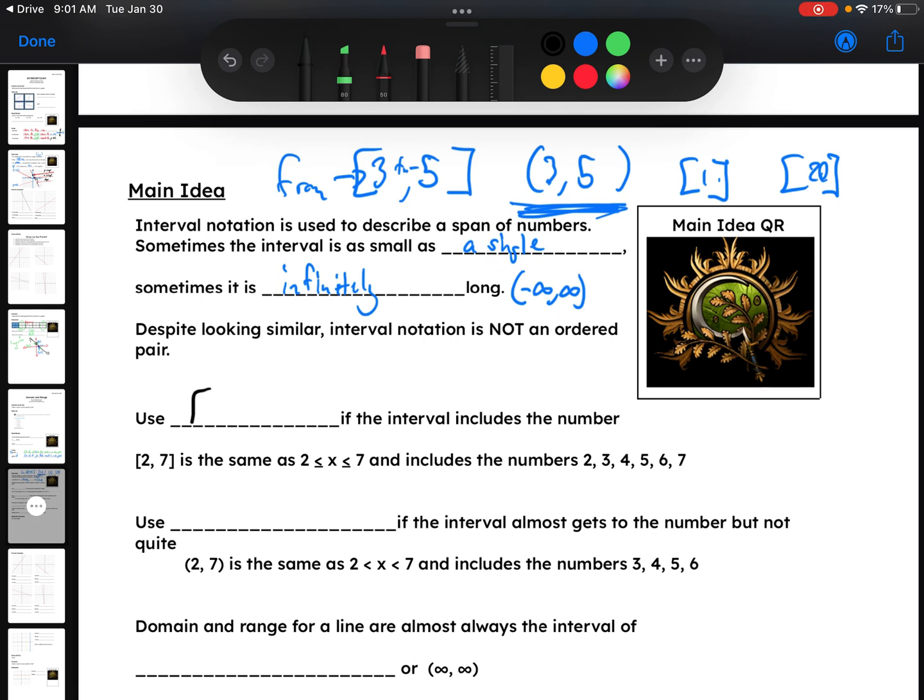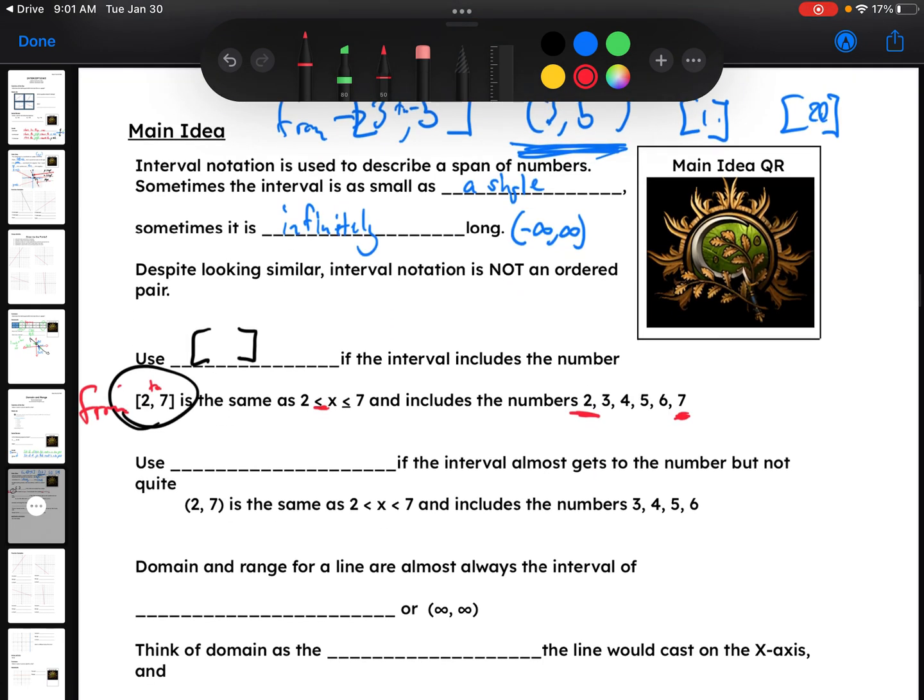We use brackets if an interval includes an actual number. For example, in this interval, this says from 2 to 7. This would be the same as with a little underline under it, because that means or equal to, which means we would include 2 and 7. If I use brackets, that means I'm including the stuff on the outside.